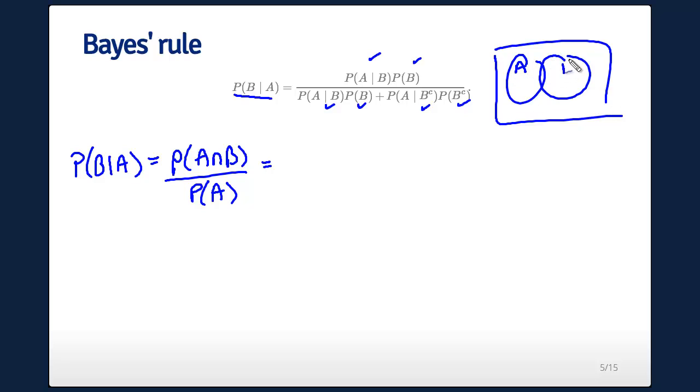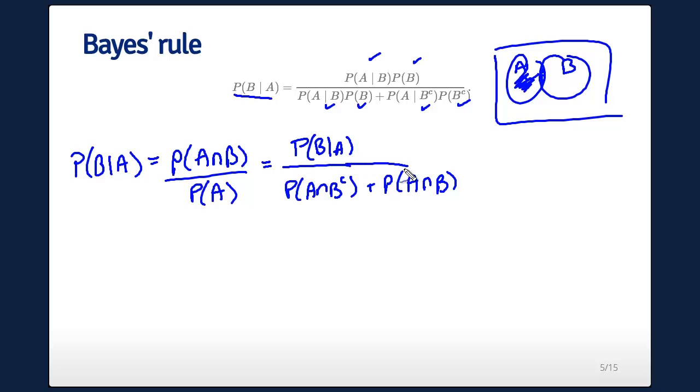Here's A, here's B. The probability of A is equal to this area: the probability of A intersect B complement, plus the probability of A intersect B. So that's A intersect B complement, A intersect B. And this piece we can simply write as the probability of B given A. Oh no, I don't want to erase everything, I'm just going to scratch it out. Probability of A given B times the probability of B. Right, and that's just by definition.